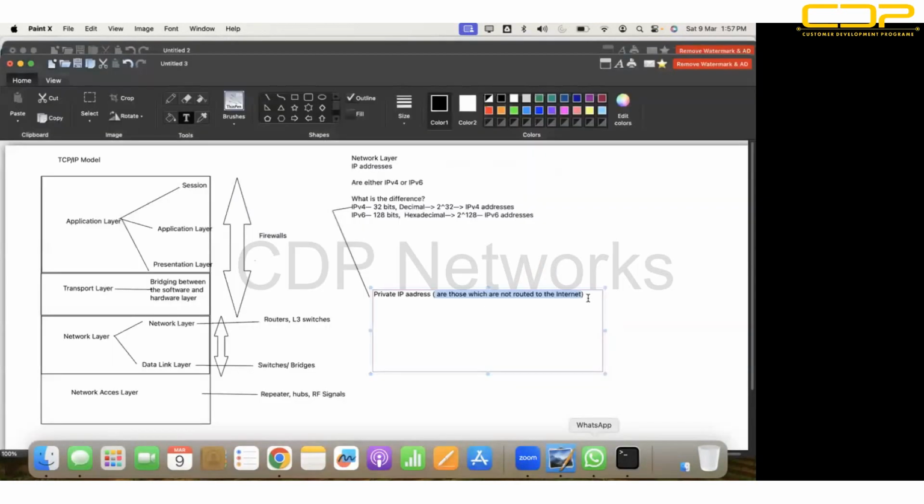The question here is, in order to route these IP addresses to the internet, you need to use NAT. I know NAT is an advanced topic. Just to explain, NAT is network address translation. NAT means translating your private IP address to a public IP address, and there is vice versa as well, which I will explain when we talk about NAT.